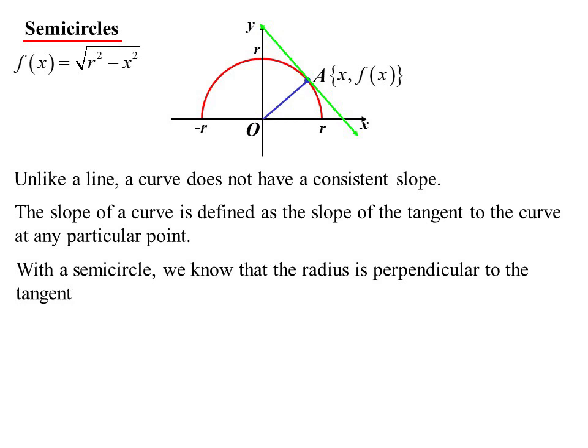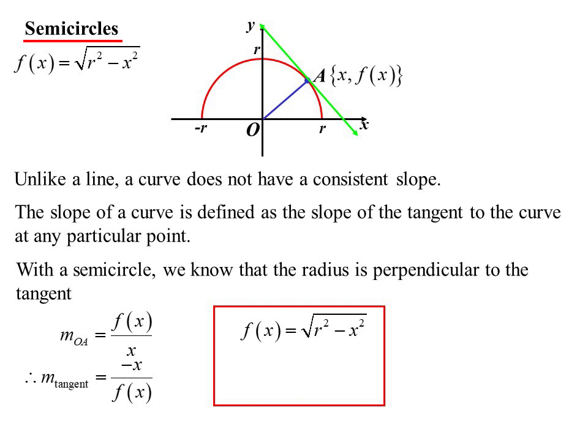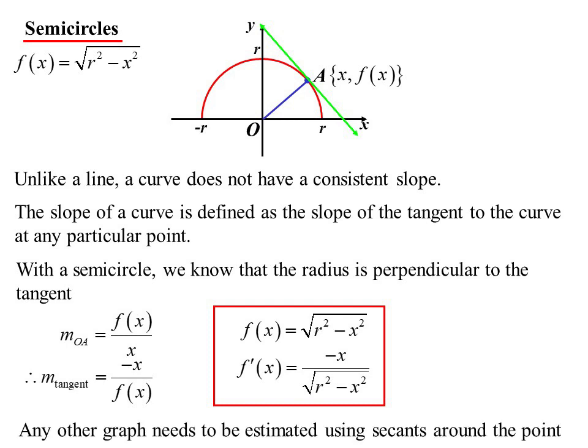And I can work out the slope of the radius. It's rise over run. Whatever the y value is, f(x), over the run, the x value. Therefore the slope of the tangent would be the negative inverse of that: negative x over f(x). And we know what f(x) is, so we can take it even further. Our function is the square root of r squared minus x squared. Therefore the gradient function will be minus x over the square root of r squared minus x squared. So that's semicircles.